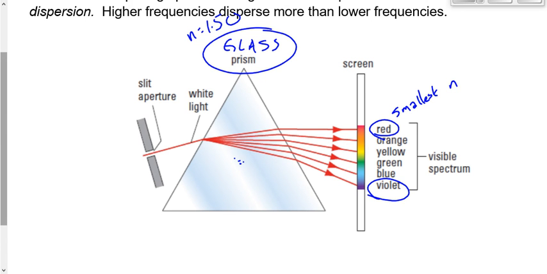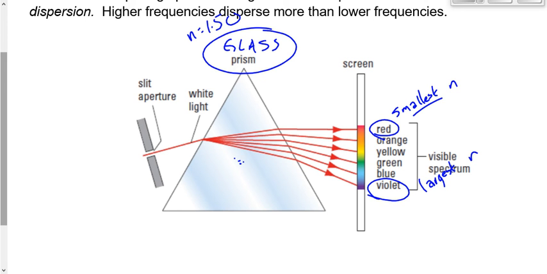Actually, I didn't say that right. Red light does not have the smallest index of refraction. Glass has the smallest index of refraction for red light. Glass has the largest index of refraction for violet light. It's not the light that has the index of refraction, it's the glass. But it's smaller in glass for red because red light bends less, because the speed changes less. It's bigger in glass for violet because the angle becomes bigger, the change in direction is more, because the change in speed is more for violet light.